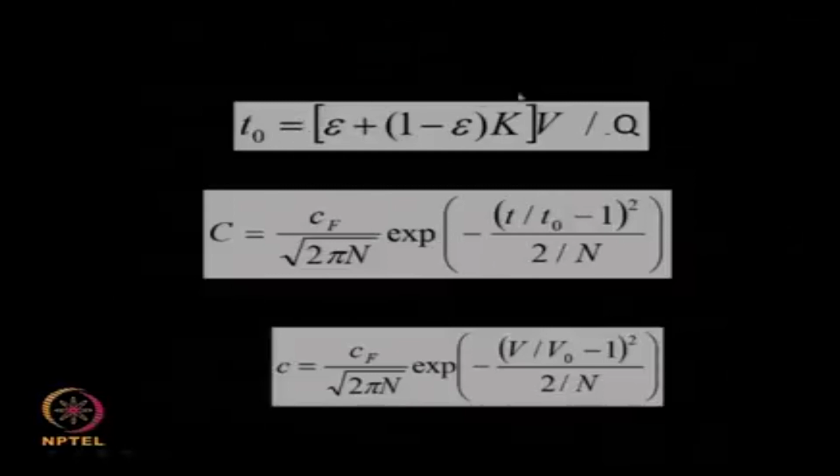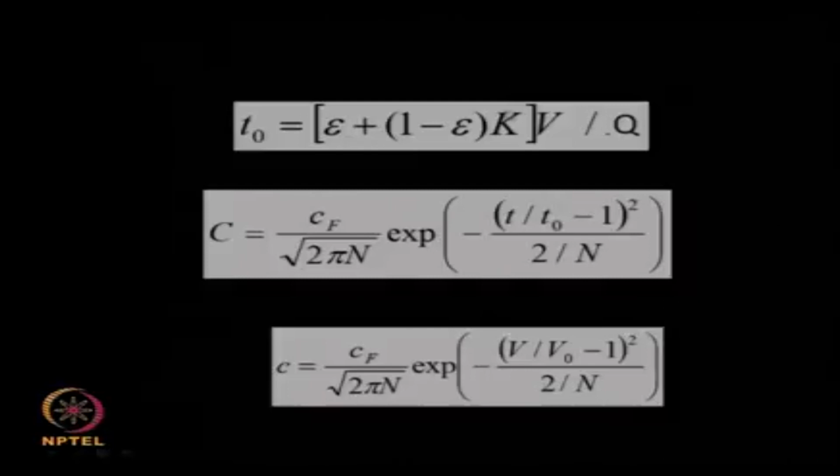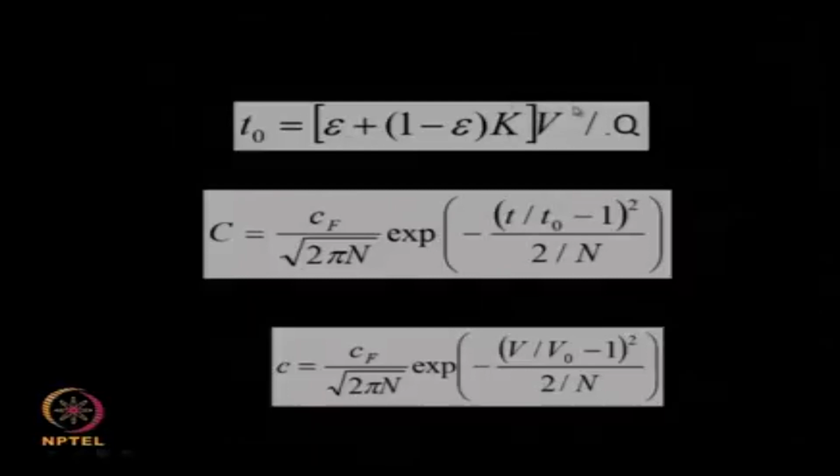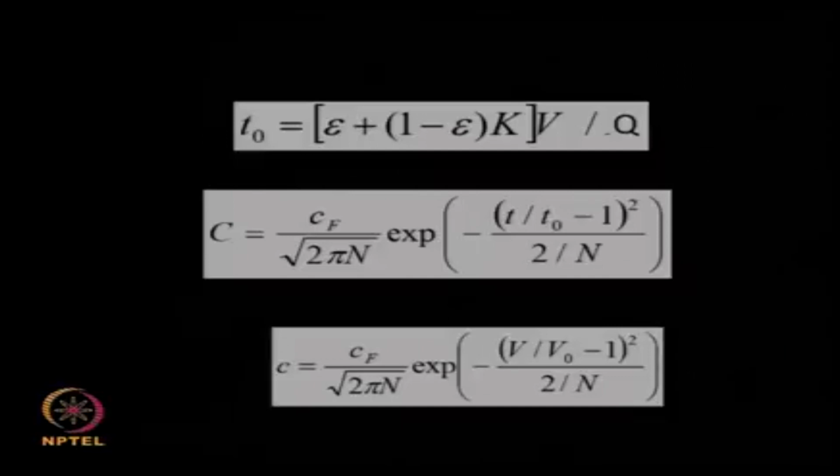Later on we also looked at another equation which connects the retention time T naught with several parameters, the operating parameters as well as the chromatographic column parameters. Epsilon is the porosity of the packed column, V is the volume of the packed column, Q is the flow rate of the continuous phase. K is the equilibrium constant. If it is a liquid system, we used to call it the partition coefficient, otherwise we call it an equilibrium constant. If you incorporate all these, then the equation for C becomes like this.